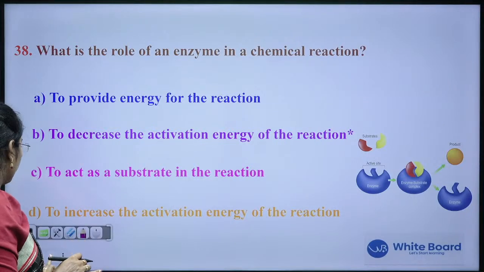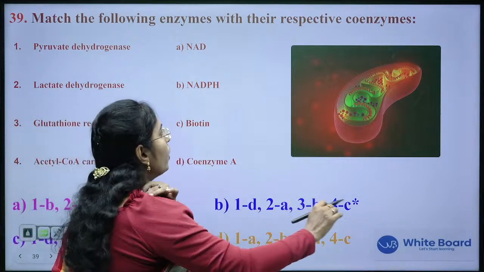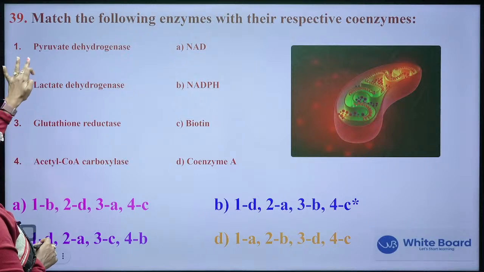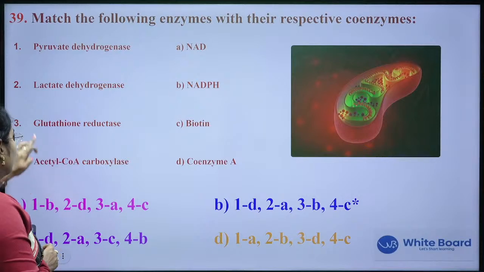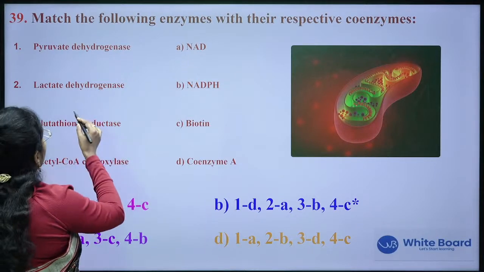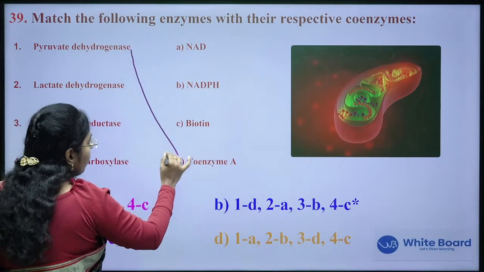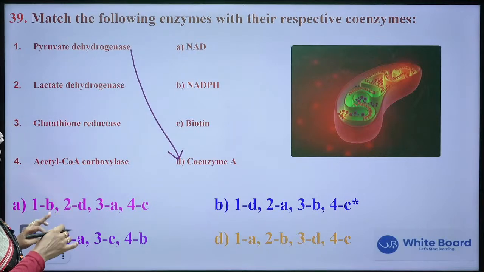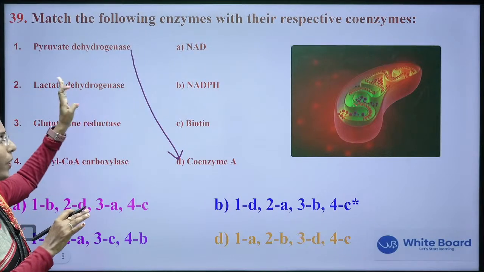Coming to the next question. Match the following enzymes with their respective coenzymes. Here they have given four options: pyruvate dehydrogenase enzyme, lactate dehydrogenase enzyme, glutathione reductase and acetyl-CoA carboxylase. Here, pyruvate dehydrogenase: its coenzyme is coenzyme A. Even NAD plus also acts as a coenzyme for this one, and thiamine pyrophosphate also acts as a coenzyme for pyruvate dehydrogenase.